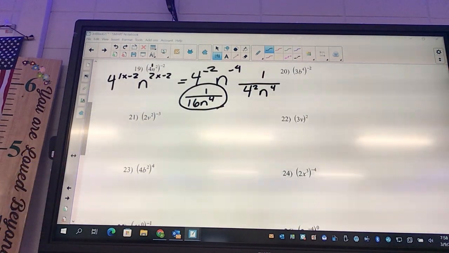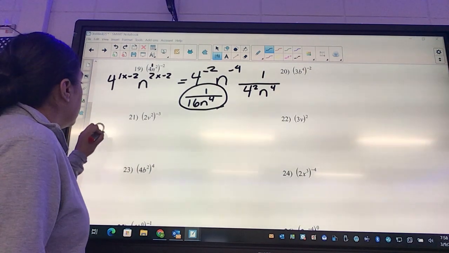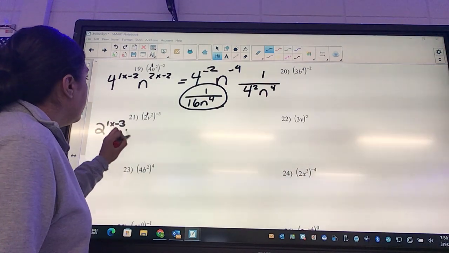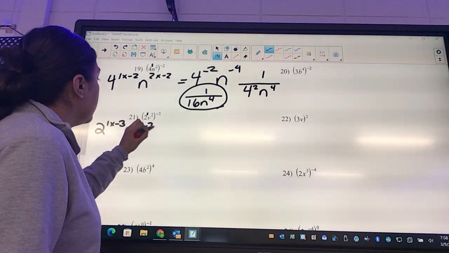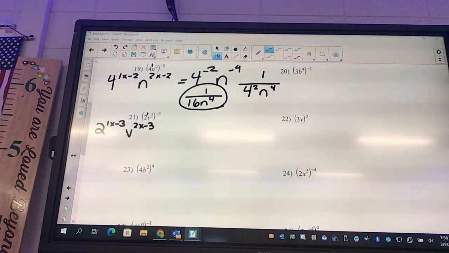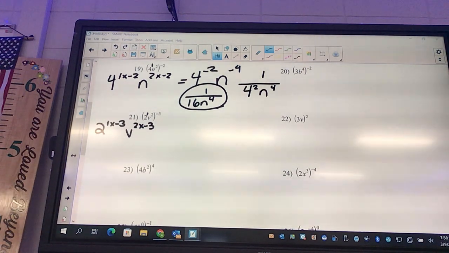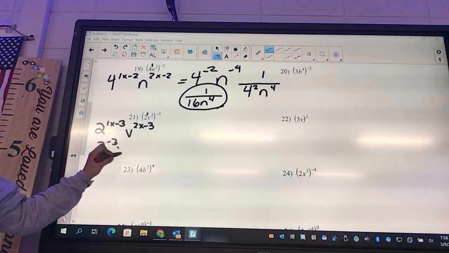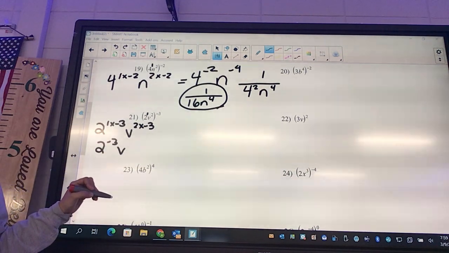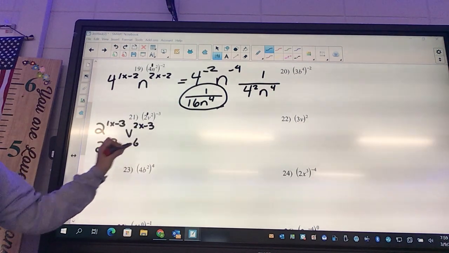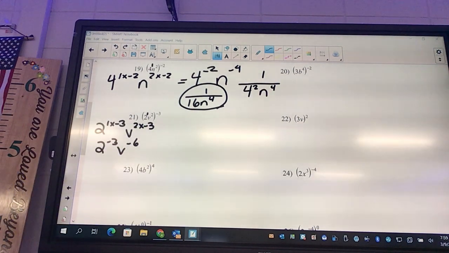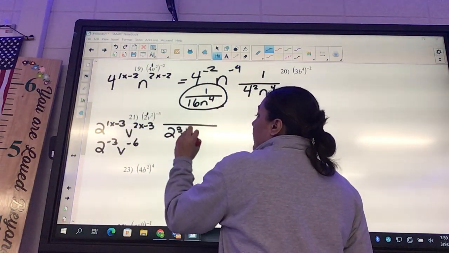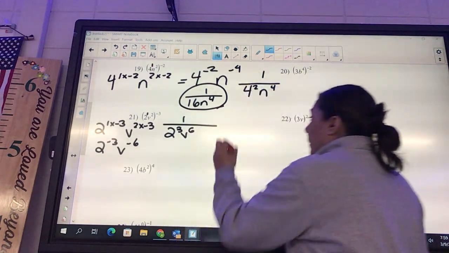Okay, so 21. I'm going to get 2 to the, we can fill in a 1, 1 times negative 3, v to the 2 times negative 3. Okay, so you're going to get 2 to the what? Negative 3. v to the negative 6. Okay, do we need to convert? Okay, so we got 2 to the 3, v to the 6, and we put a 1 on top.